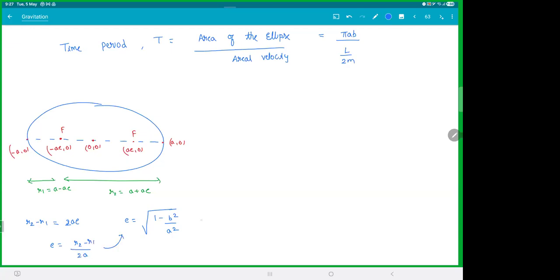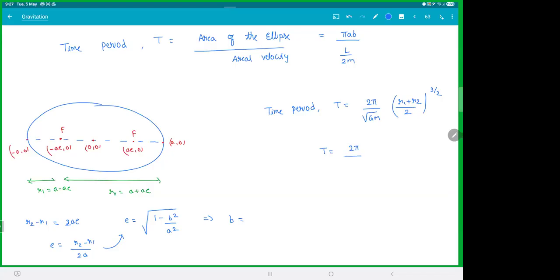Take this and substitute here. You will get B in terms of A. Take that and substitute there. You can check it out. The final answer would come out to be this. The time period T would be 2 pi root GM, R1 plus R2 by 2 whole power 3 by 2, where R1 plus R2 by 2 is nothing but your semi-major axis.